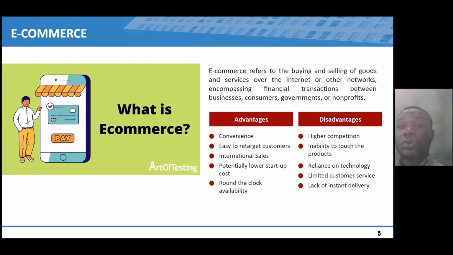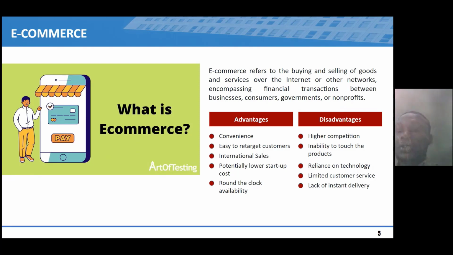Then the next is inability to touch the product. This is a generic problem, because you just see it online and you order. Of course we have situations whereby people complain about what they ordered and what they received. Usually you don't get to see what you order. You just see a picture online, and what you receive might be very different from what you ordered. We've witnessed a situation whereby someone saw a car online at a very cheap price, not knowing it's a caricature car. This is the situation we face when it comes to e-commerce.